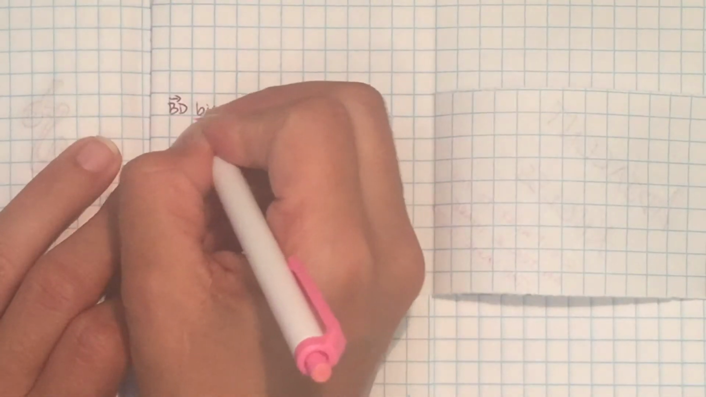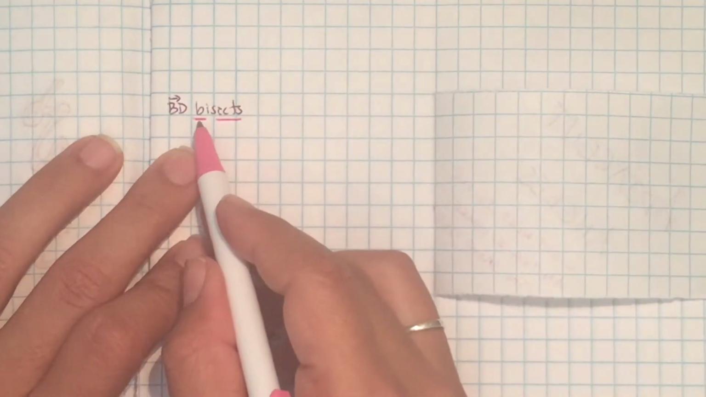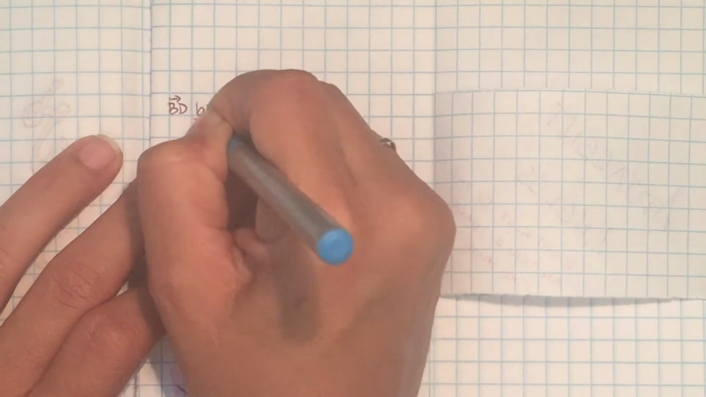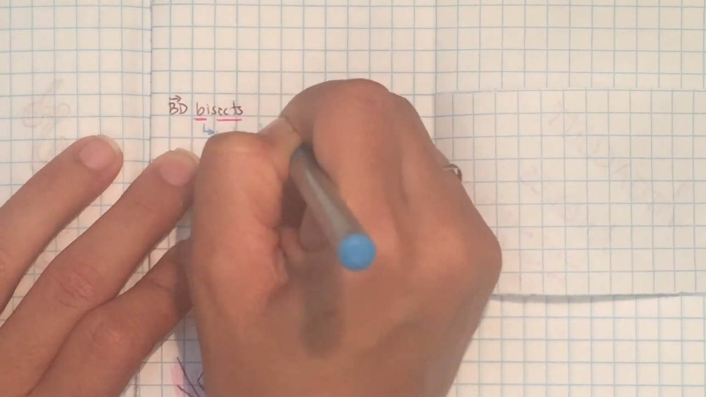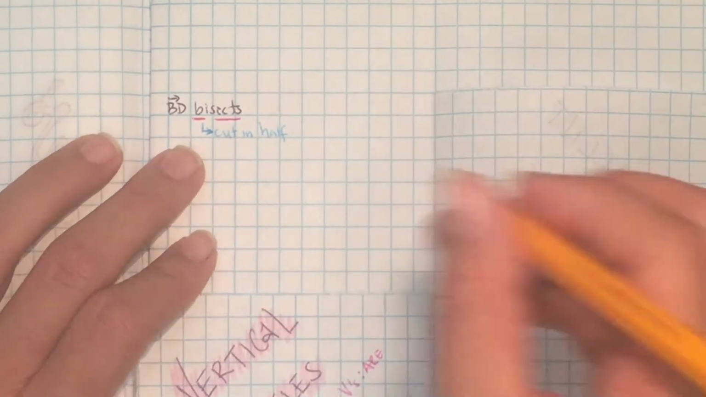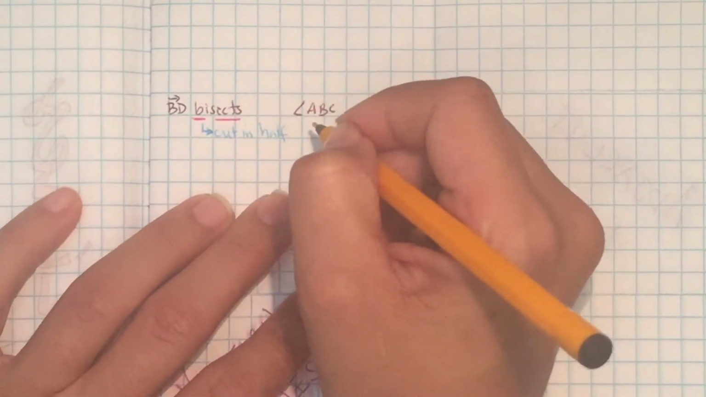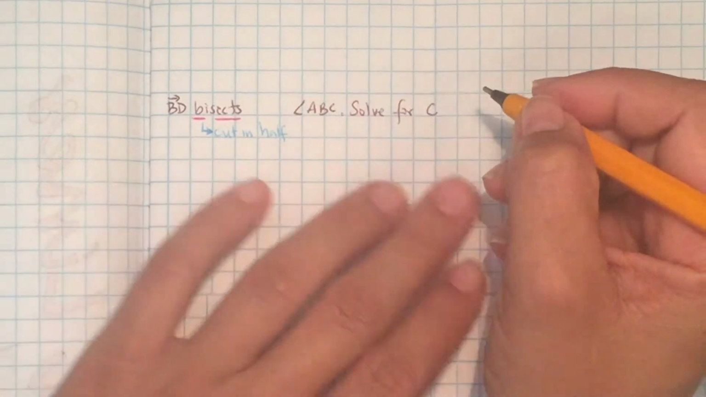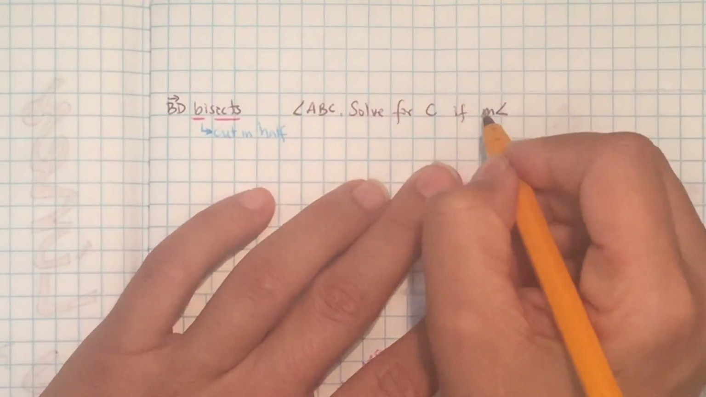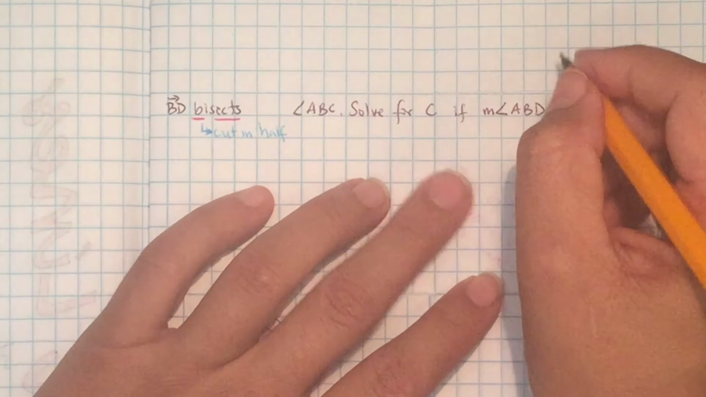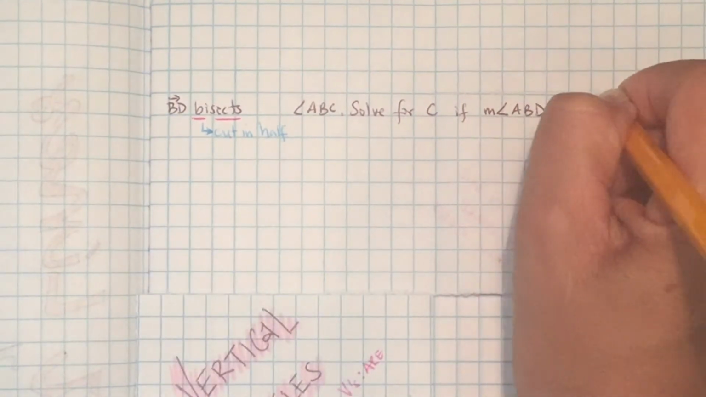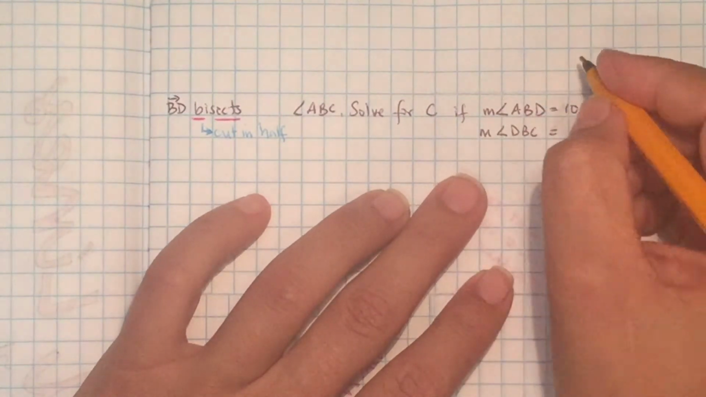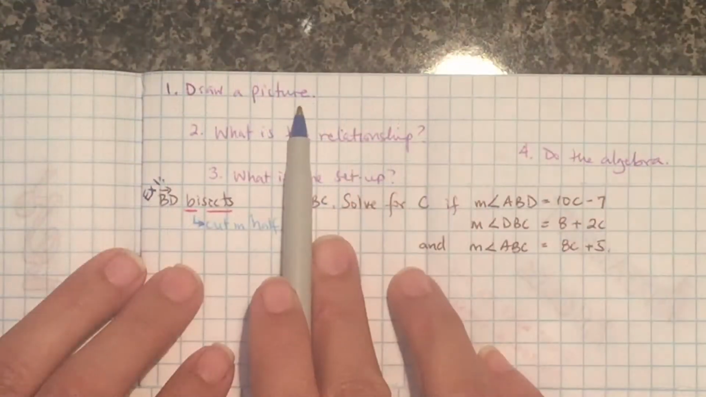So let's take a look at adjacent angles. Alright, so let's look at a question that says BD bisects. And the word bisects, bi means 2, sec means to cut, right? So this is cut in 2, so cut in half. So the word bisect means cut in half. Alright, so BD bisects angle ABC. Solve for C if the measure of angle ABD, so that little m means measure, or like what the angle is worth, is 10C minus 7, and the measure of DBC is 8 plus 2C.